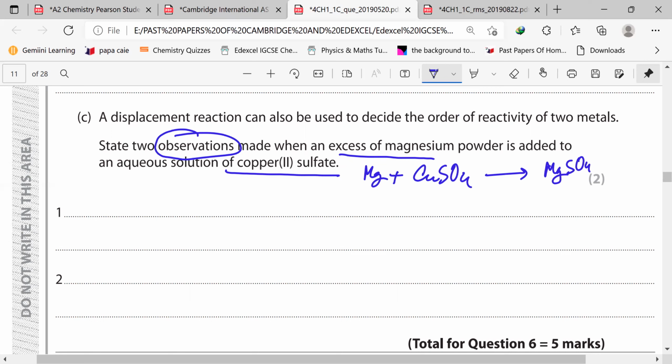Why? Because the magnesium is more reactive than copper. Okay, very good. Now tell me the observations. So for this one, our observation: copper, copper just a bit.